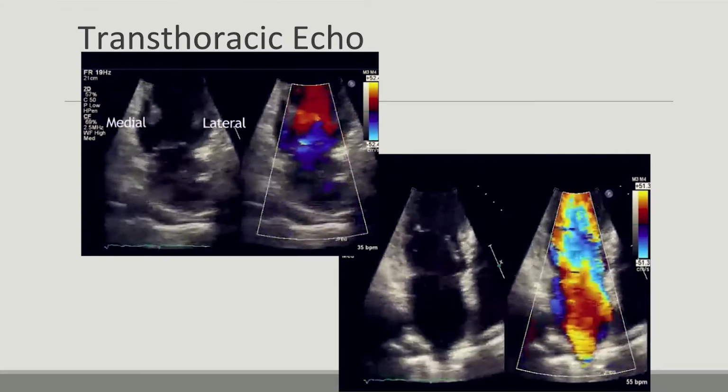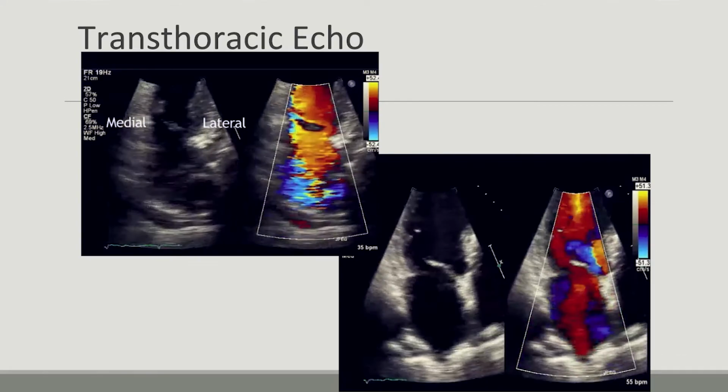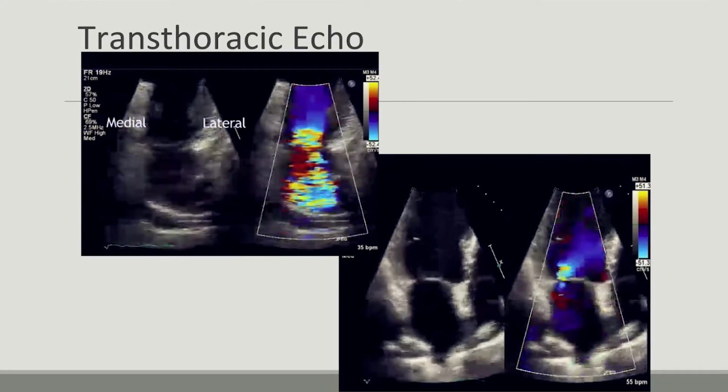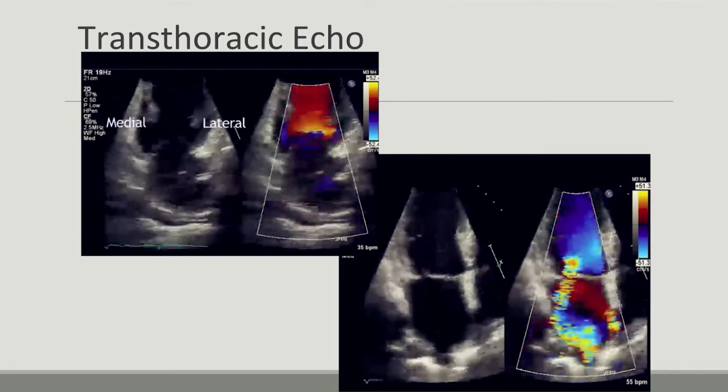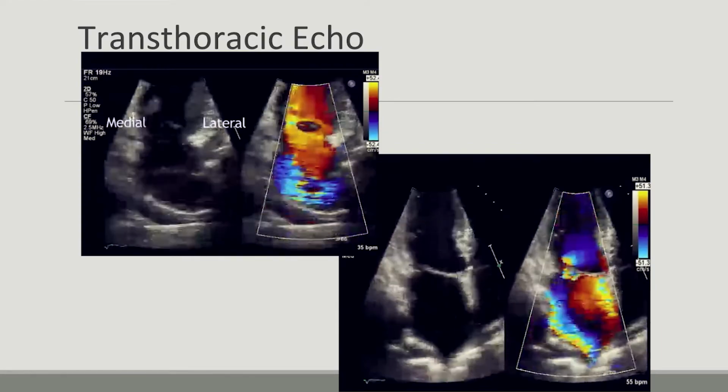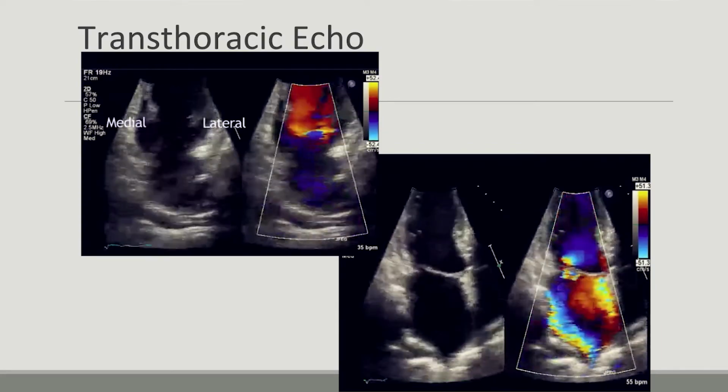The three-chamber on the bottom right also lets us see the full jet. I like to take an image with just color, but then use the color compare on a second image to see what the valve is doing at the same time.